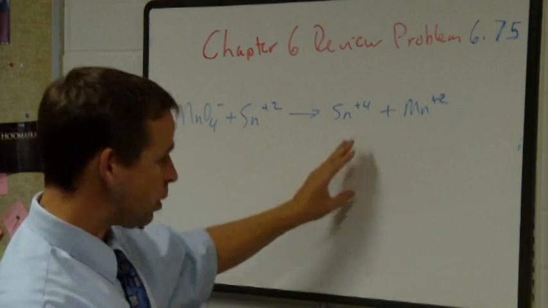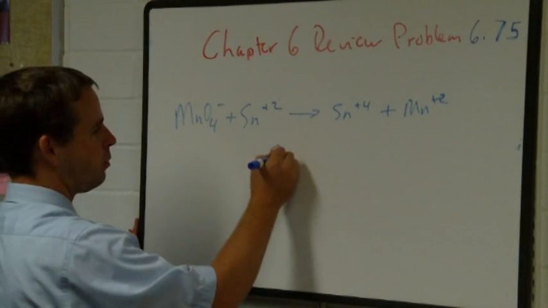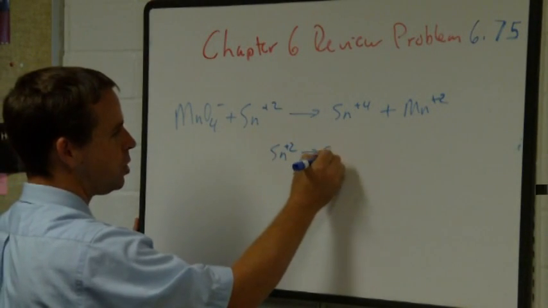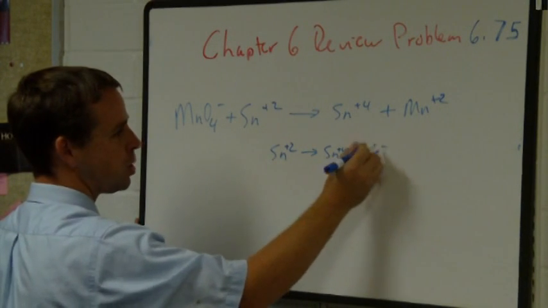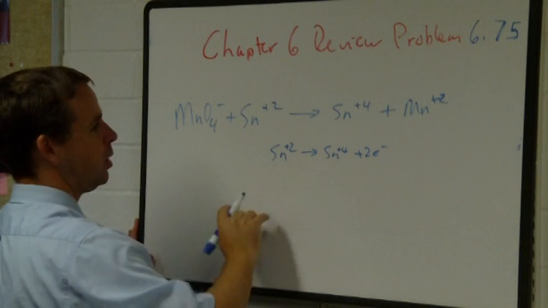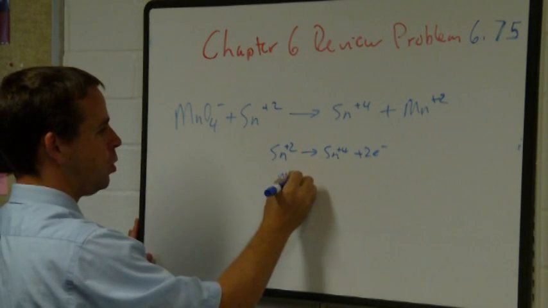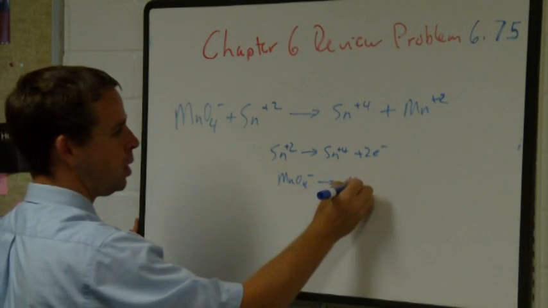Write a balanced net ionic equation for the reaction. All right, so we have tin 2 going to tin 4. Here's one of our half reactions. We see that we need 2 electrons on the more positive side, right? That one's done. The MnO4 minus going to Mn plus 2.